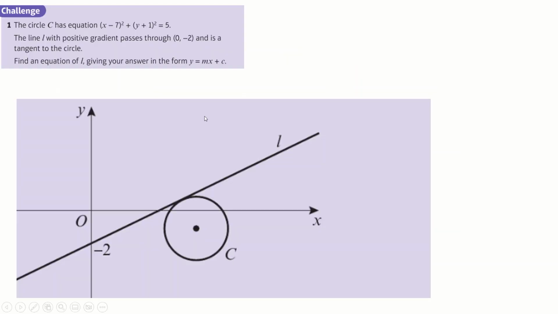Anyway, cool. This is actually from the Pearson textbook. It's one of the challenge questions. So now we're moving away from circle theorems and doing some circles on graphs questions. I'm only doing a couple of these. One of them is going to be from Tamura. This is quite a nice question.